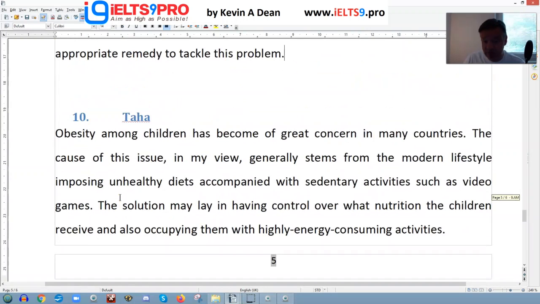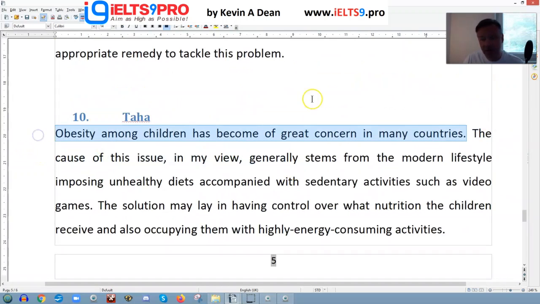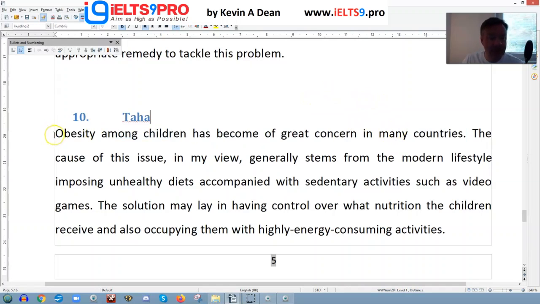Obesity among children has become of great concern in many countries. Now that's pretty good. Nothing omitted there. Many is not most. Obesity among children. So you can change the word order, as you can see. That's good. The cause of this issue, in my view, generally stems from the modern lifestyle imposing unhealthy diets.